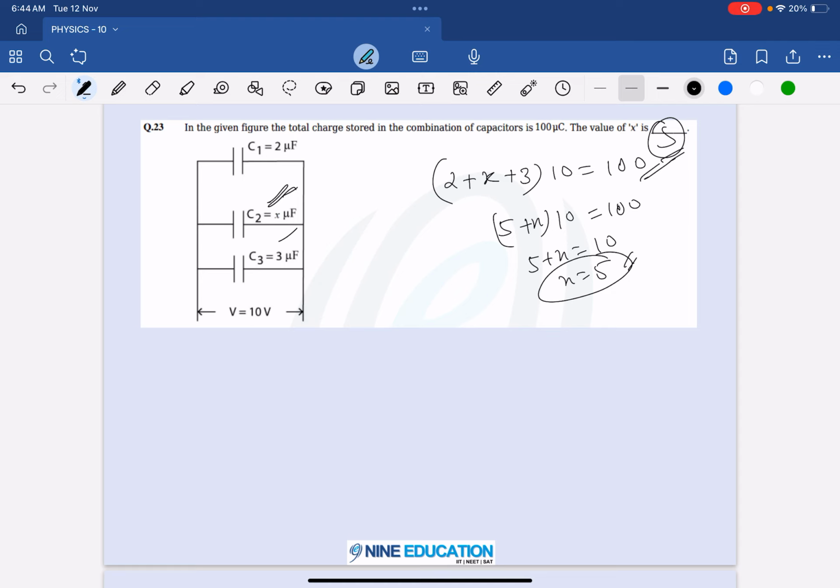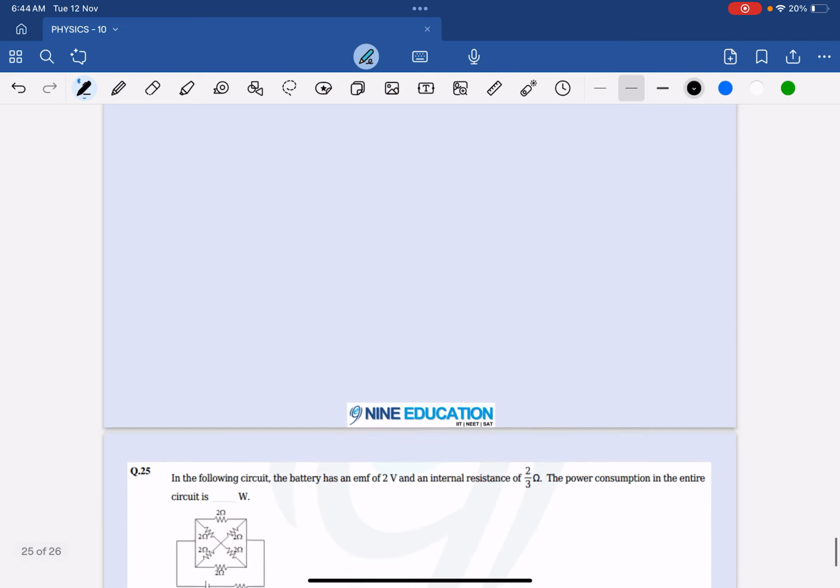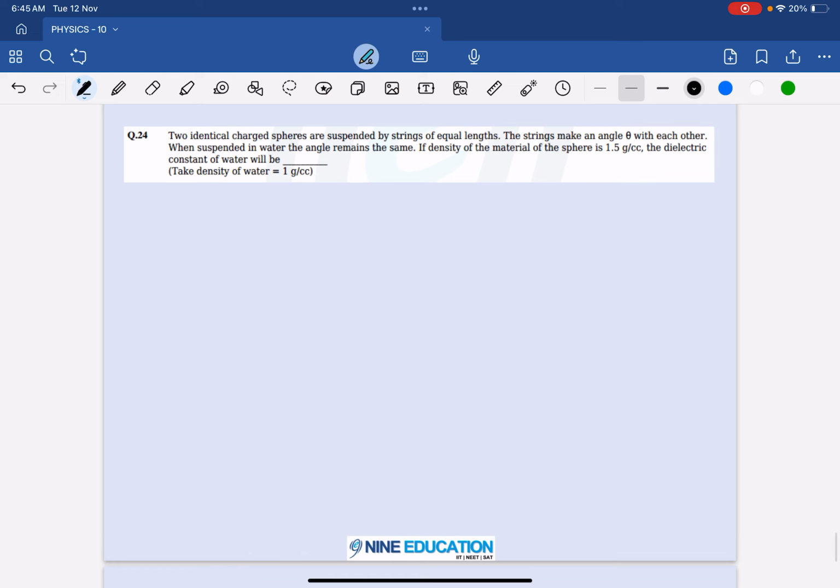So what is the next question? They are saying two identical charged spheres are suspended by strings of equal length. The strings make an angle theta with each other. When suspended in water, the angle remains the same. If the density of the material of the sphere is 1.5 gram per centimeter cube, the dielectric constant of water will be? So we can see that they are of equal length, this is also L, this is also L, and they have some angle theta with each other. I'm taking the angle with the vertical.